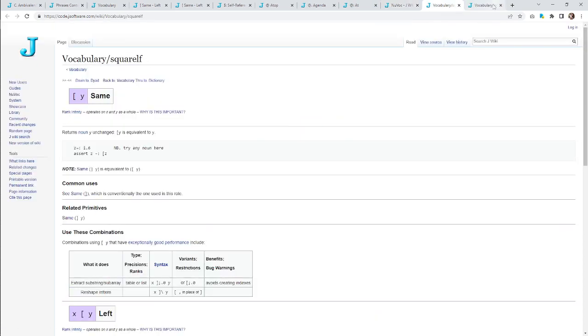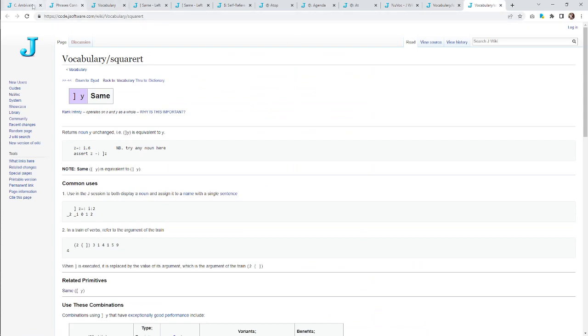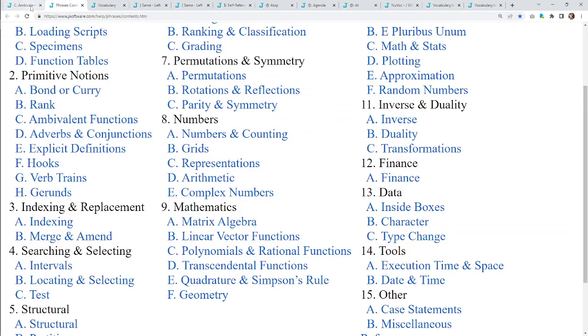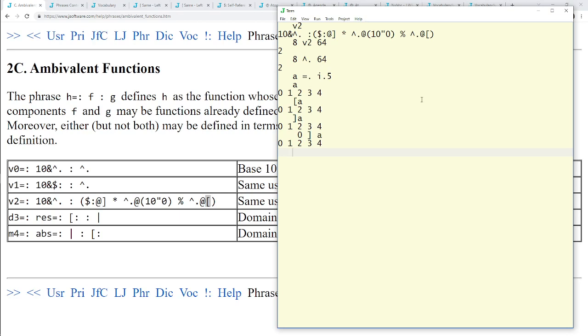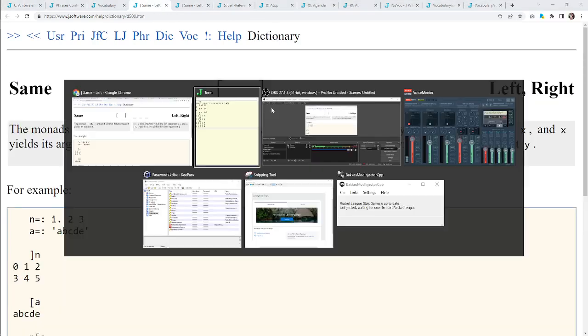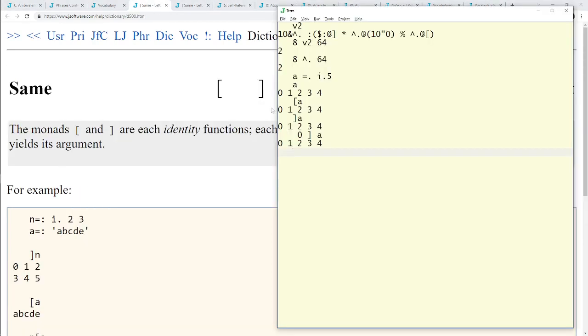Square left, square right. Okay. So if I say 0 square left A, I get A. Wait, square right. It says pointing to the right. So I say 0 square right A, I get A. And if I say 0 square left A, I should get 0. So this is what this does.